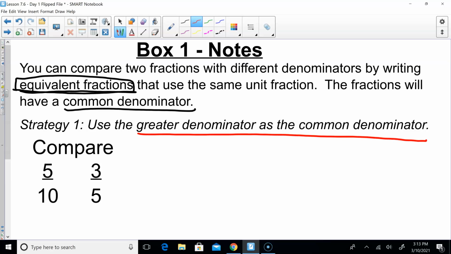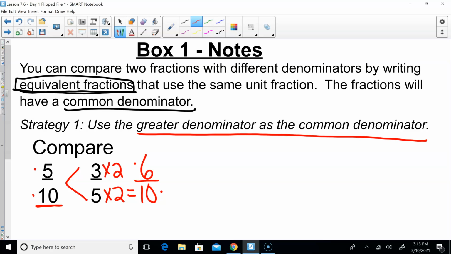Notice we have 10 and we have 5. Well, we know that we can use 10 as our denominator because we know 5 times 2 equals 10. We know when we find equivalent fractions, if we do one thing to the denominator, we do the same thing to the numerator, so that would be times 2. So really, 3/5 is equivalent to 6/10. Now we can compare those. Now the denominators are the same, 10 and 10. 5 is less than 6, so 5/10 is less than 3/5.